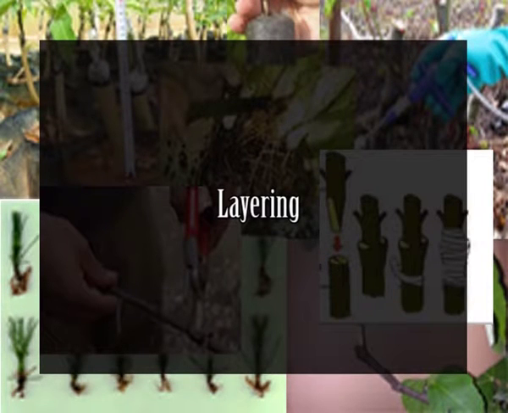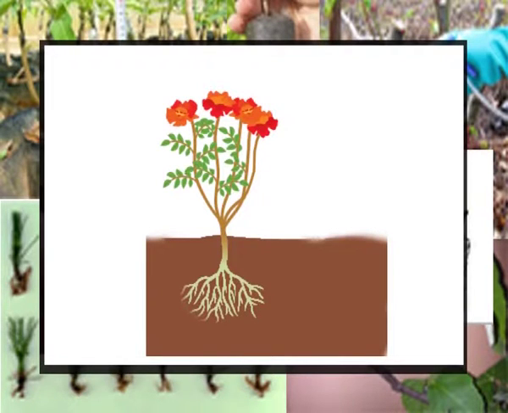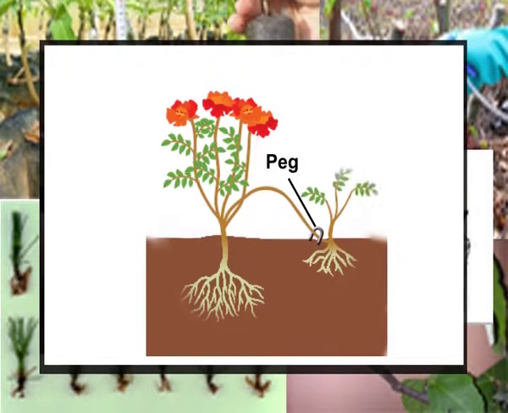Layering is another important method. In layering, a shoot of a parent plant is bent until it can be covered by soil. The tip layer of the shoot remains above ground, which results in the formation of new roots and eventually a new plant. These plants are then separated.